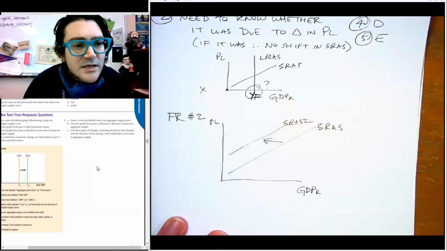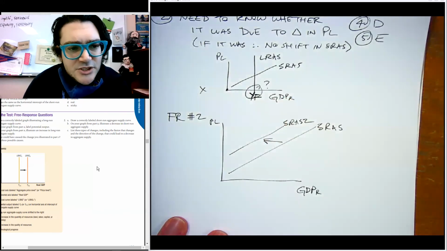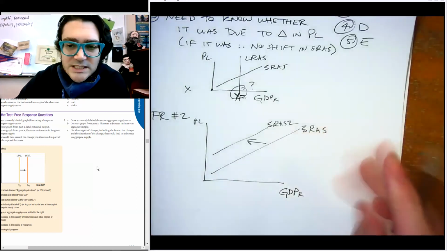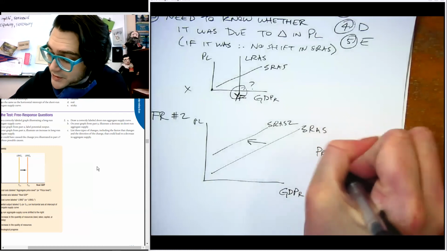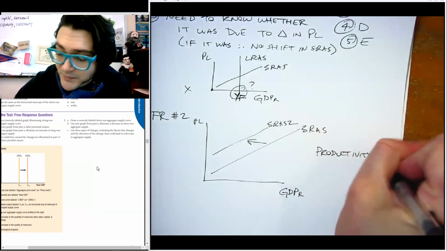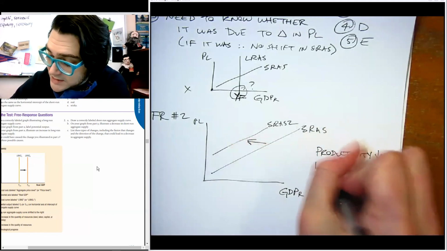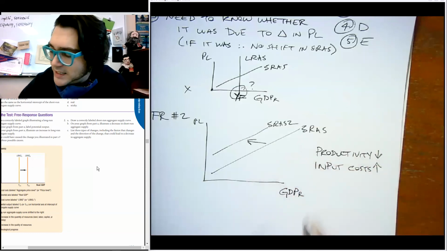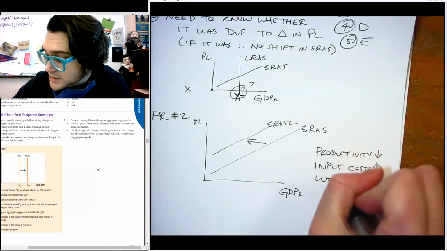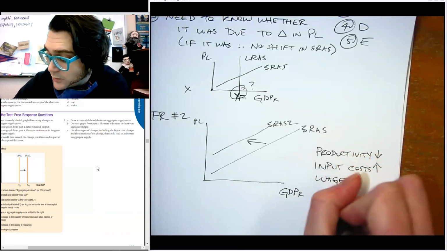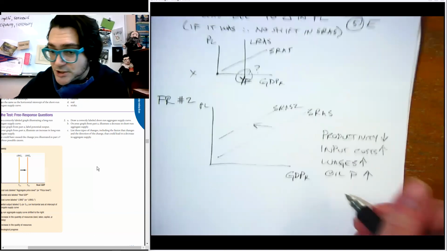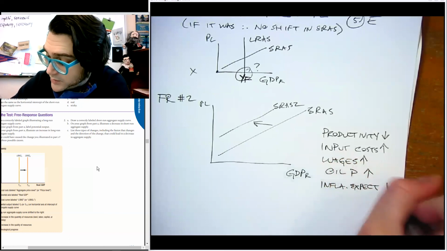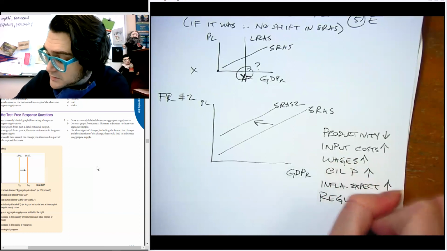SRAS 2. List 3 types of changes, including the factor that changes and the direction of the change that could lead to a decrease in aggregate supply. Okay, well, so we're talking about shifters here, right? So what would cause it to decrease? Well, I'm just going to steal ones that we've already done in this problem. Productivity goes down. That's one. That could cause that. Input costs go up. And that's like a big, broad overview one, right? So you could add another one and say wages go up, or you could say oil prices go up. I'm going to add a bunch. Inflationary expectations go up. Regulations go up.